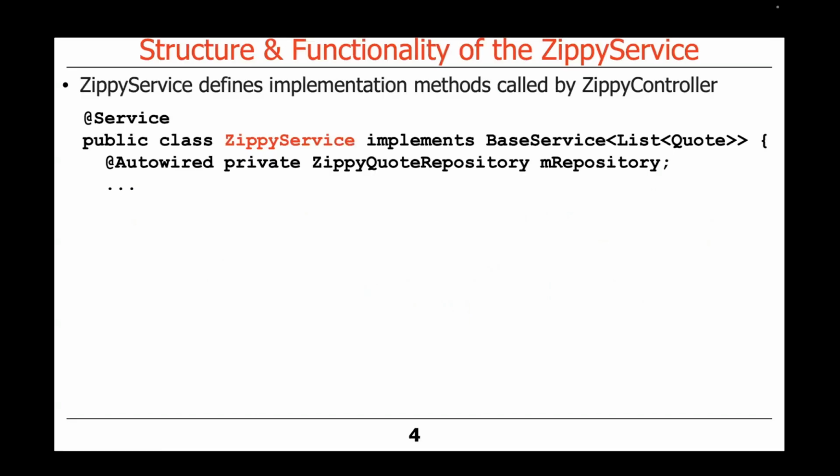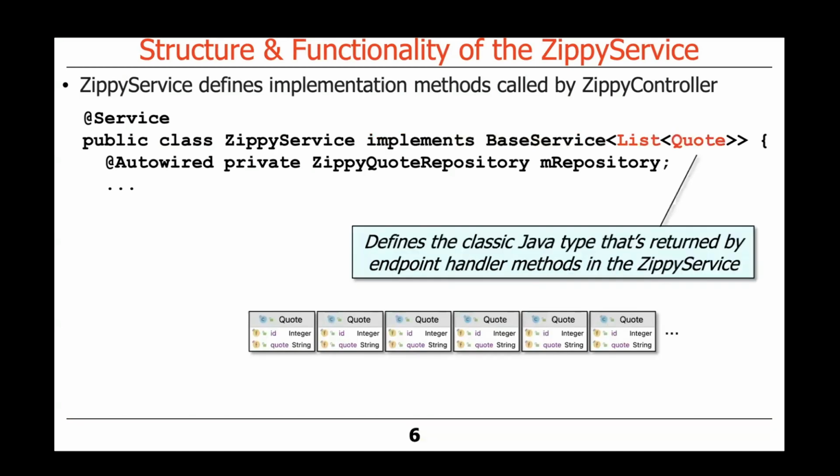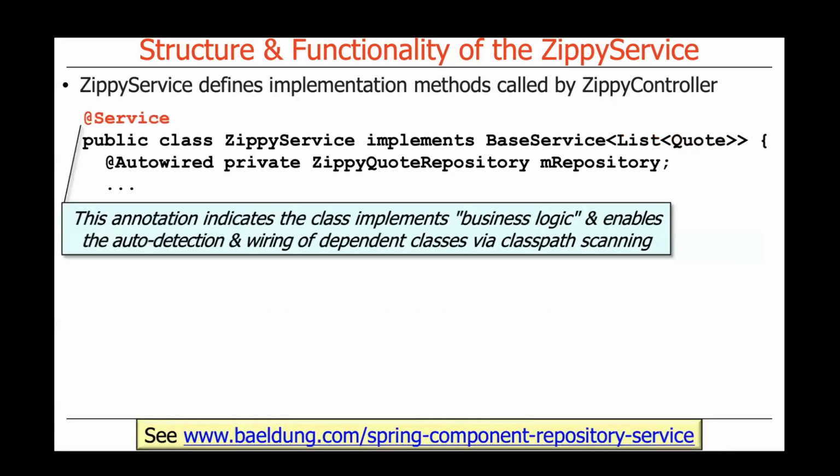So the Zippy service defines the implementation methods that the Zippy controller calls when it gets HTTP requests from clients. And of course, this implements the base service, which we saw before. And the base service, in turn, is parameterized with the list of quote objects. So that's pretty much the same as what we saw before with the controller, except now we're doing the nitty-gritty part of the implementation.